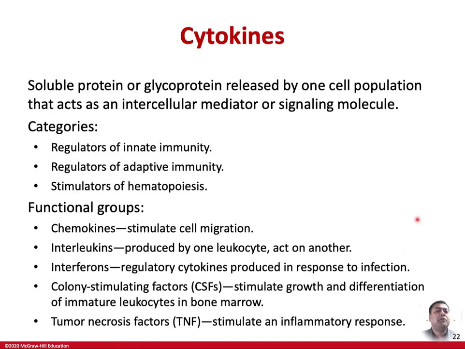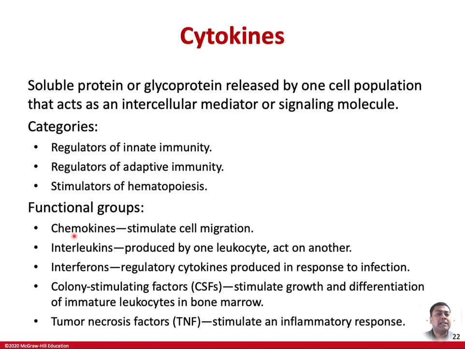Next, we're going to talk about the cytokines. These are soluble proteins or glycoproteins which are released by one cell population and act as intercellular mediators or signaling molecules. The categories include regulators of innate immunity, regulators of adaptive immunity, and stimulators for hematopoiesis, or the production of blood cells. Hematopoiesis means the production of red as well as white blood cells, but specifically the cytokines or the cellular mediators will activate the white blood cell production, which are the mediators of the immune system.